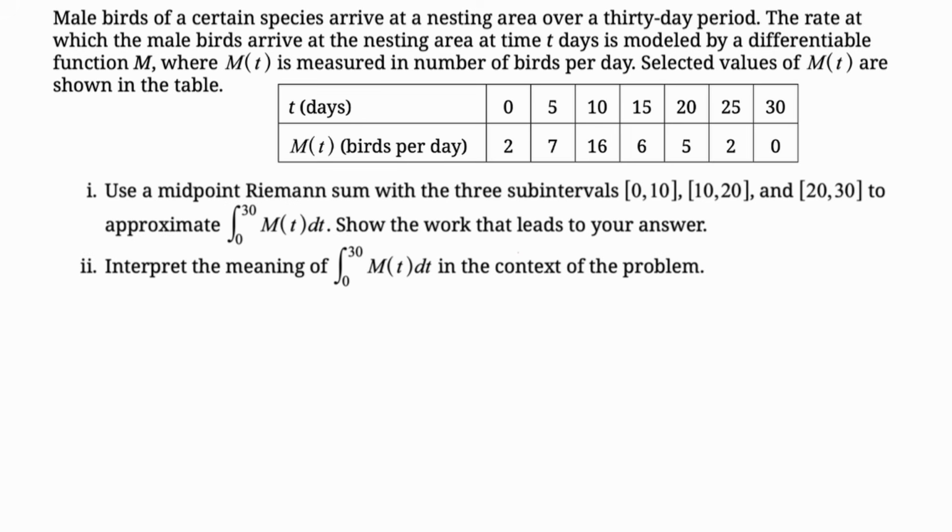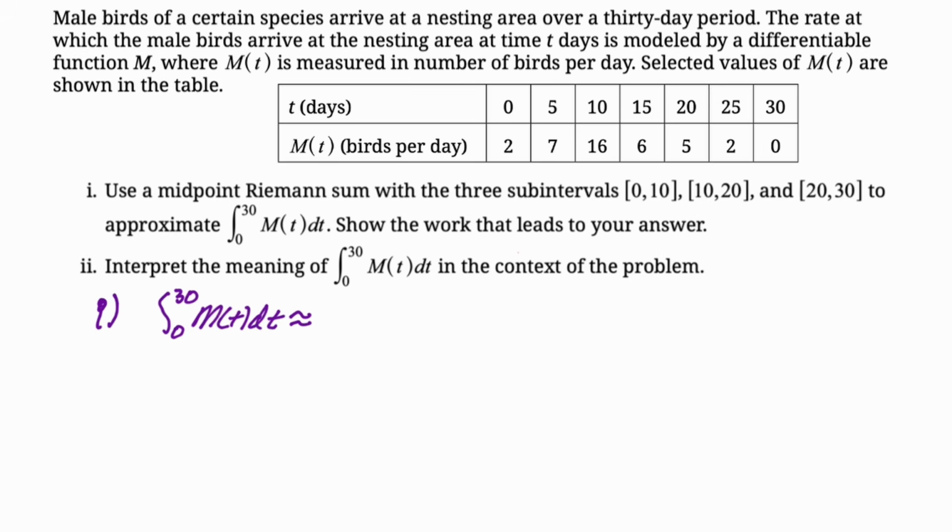Use a midpoint Riemann sum with 3 subintervals, 0 to 10, 10 to 20, and 20 to 30 to approximate the integral from 0 to 30 of m of t dt. Show the work that leads to your answer. Okay, so we'll start off, we'll write our integral, and it's approximately equal to. Now we're going to go to the table. They told us the intervals to use.